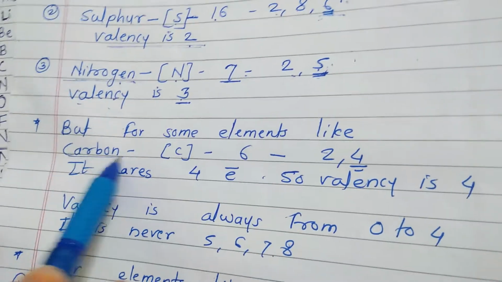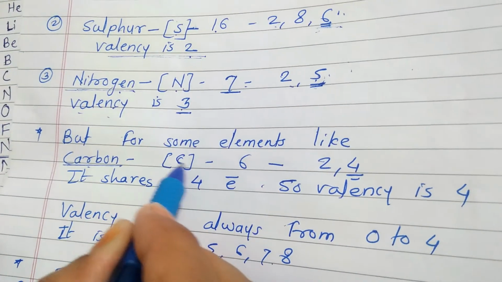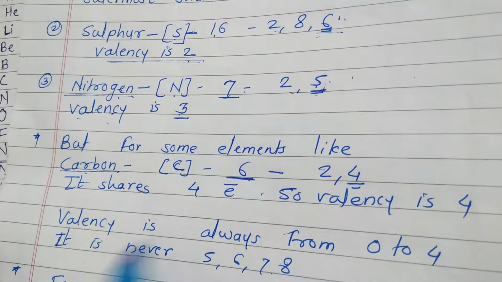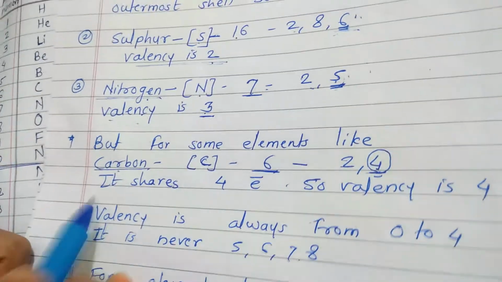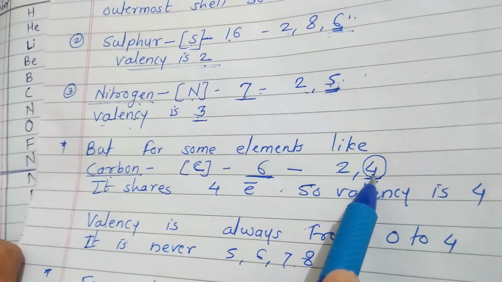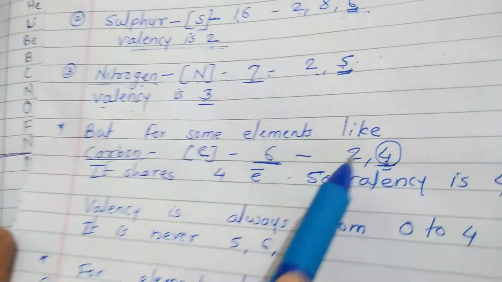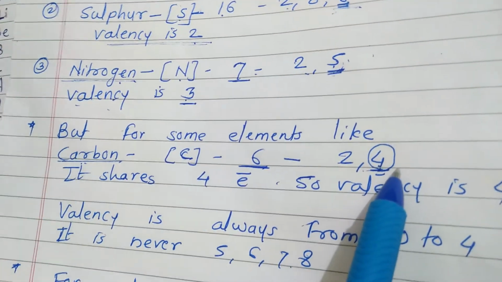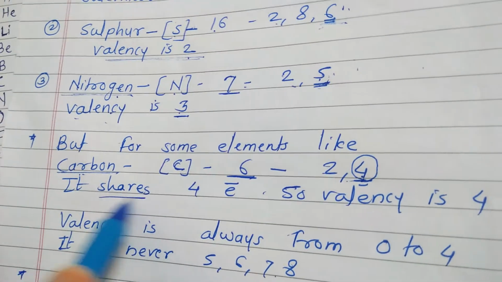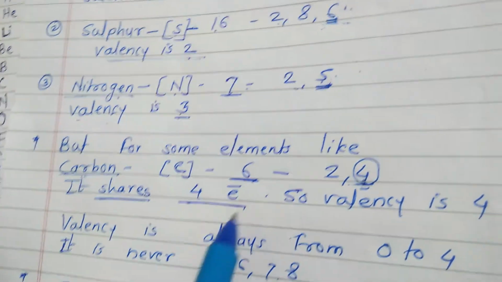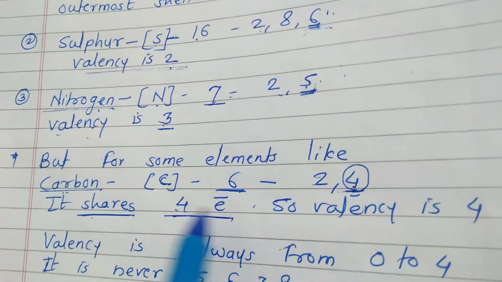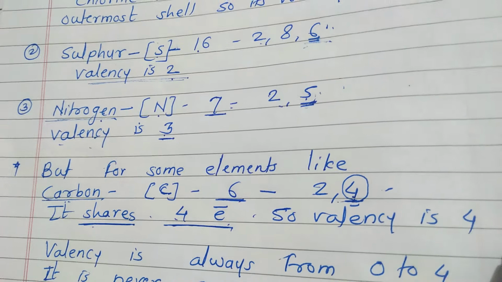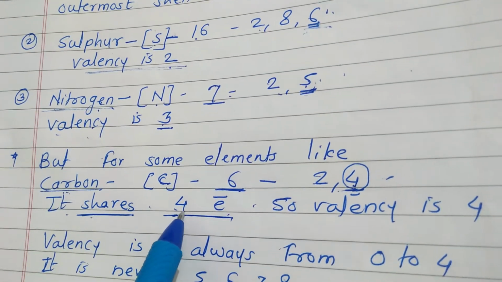Okay, understood? Now we have to study some elements like carbon. Carbon symbol is capital C, atomic number is 6, configuration is 2, 4. Means it has 4 electrons. Now what will it do? Will it give or will it accept the electron? No. Instead of that, it will share. It has 4 electrons, so it will not donate, it will not accept. Instead of that, it will share its 4 electrons with the other element. So valency of carbon is 4.